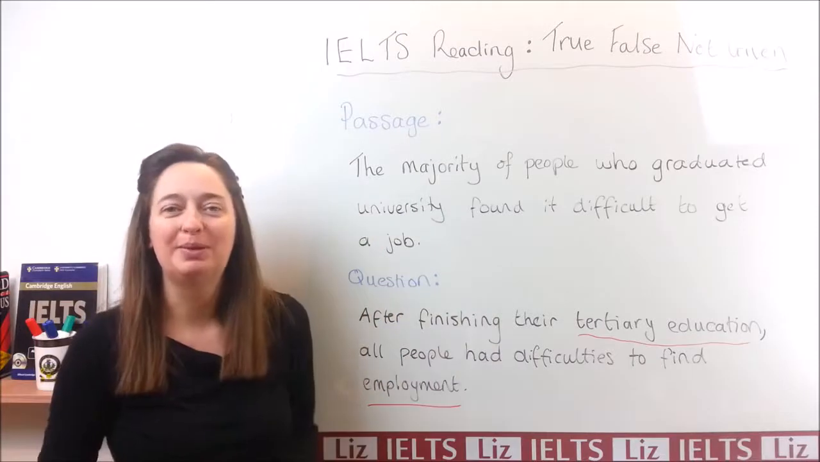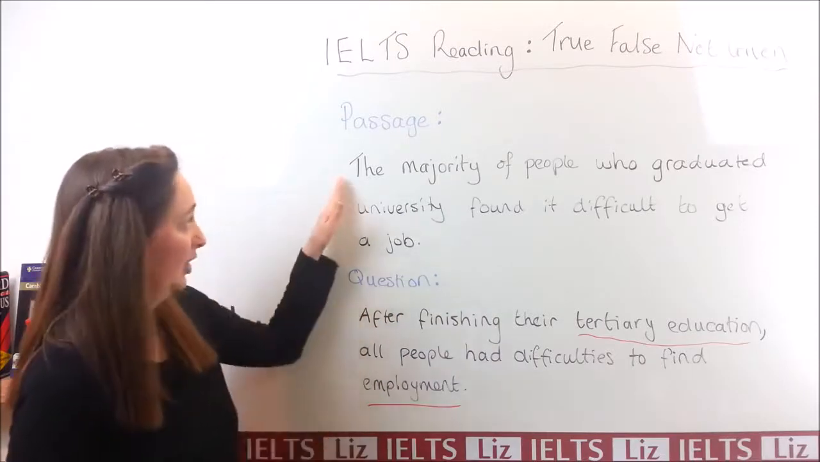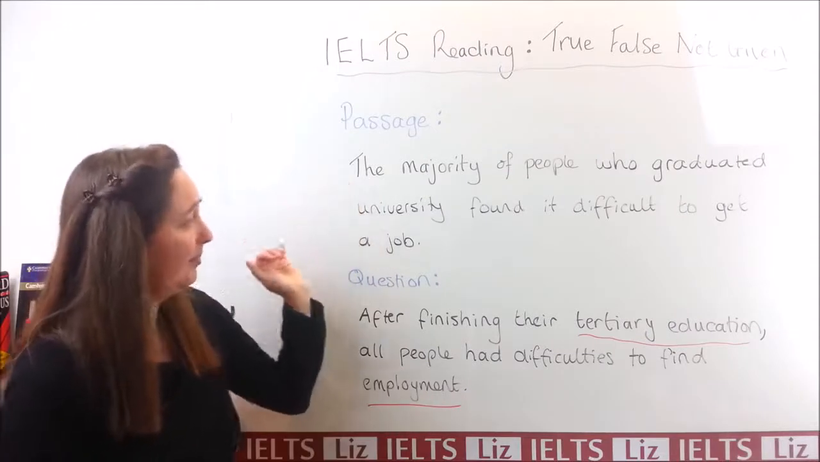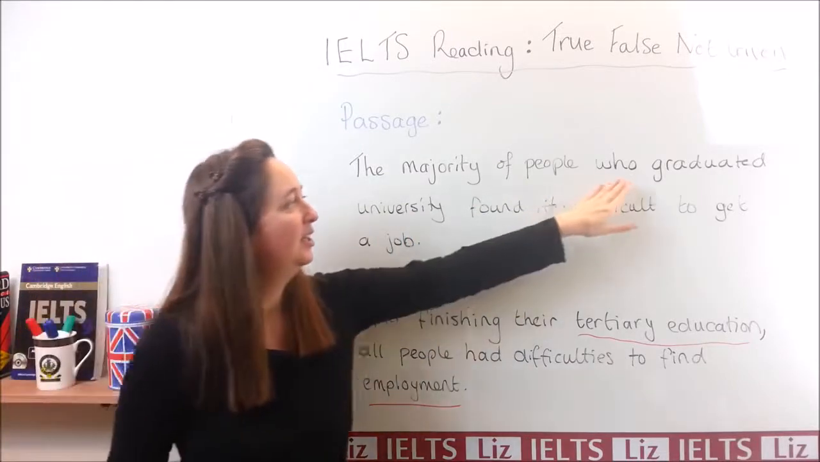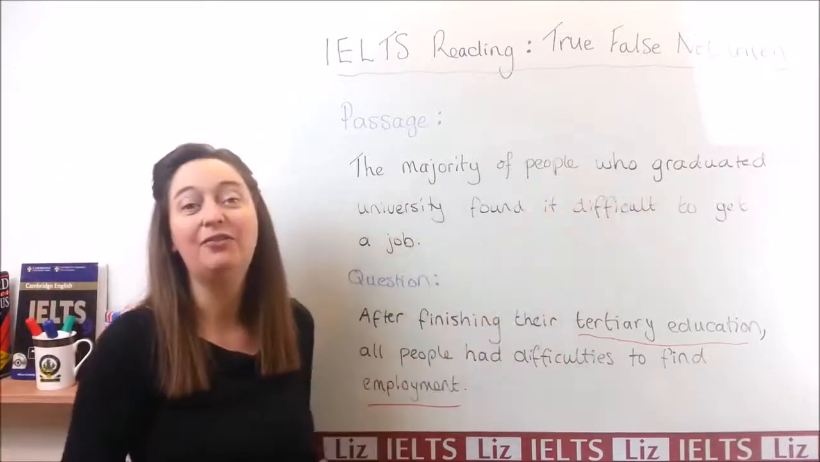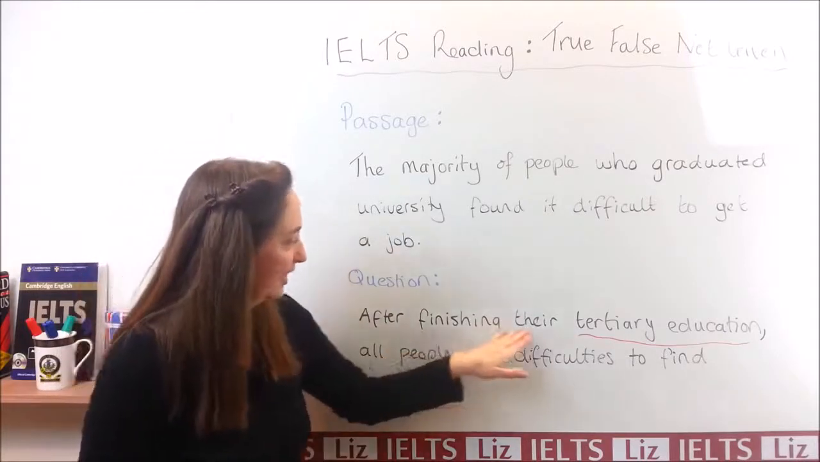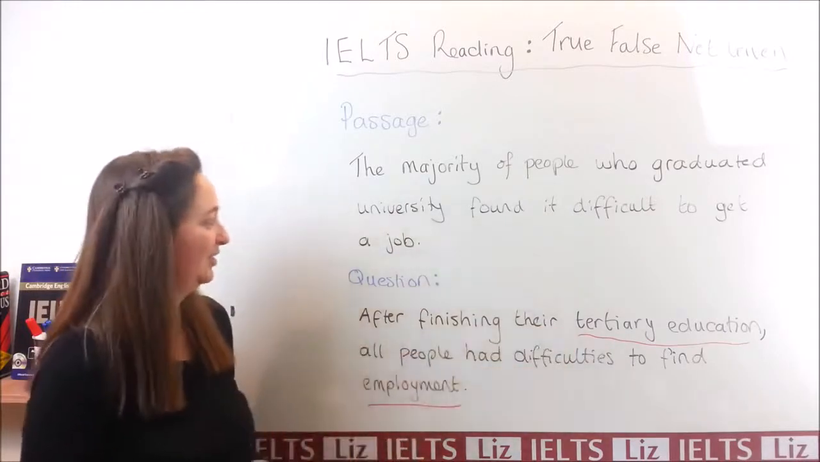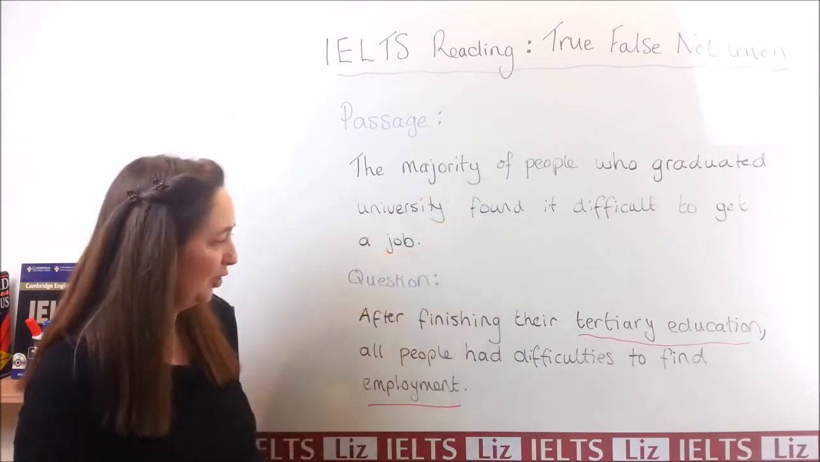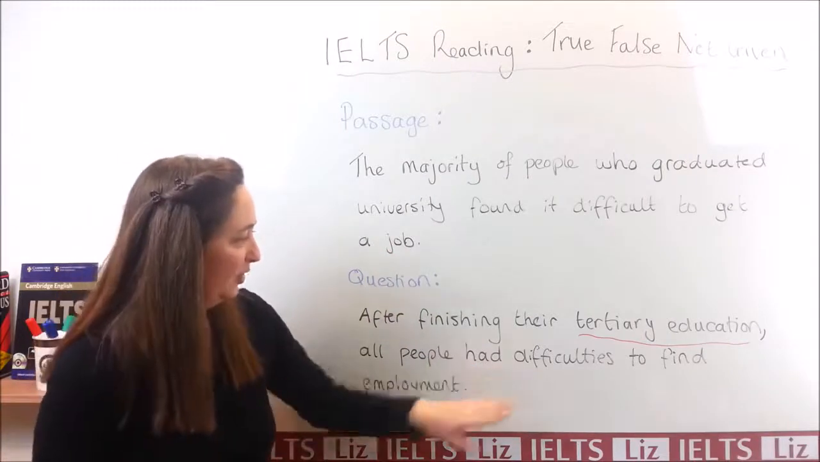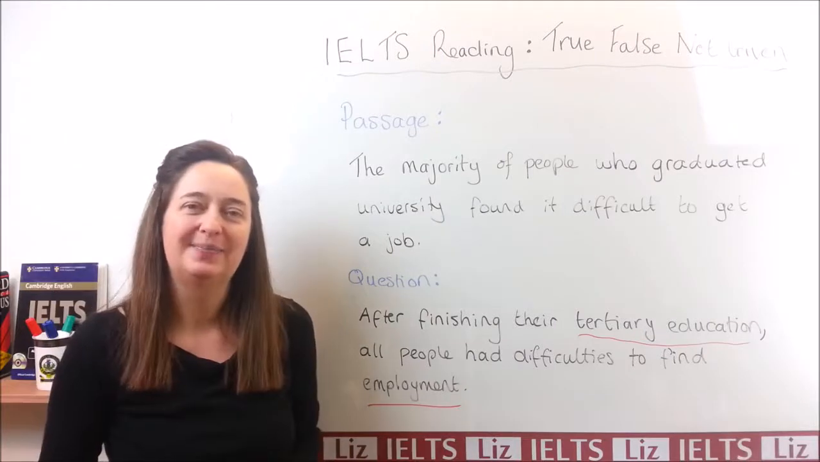And of course, employment means work or a job. So now we can take a look and we can see that it says here that the people who graduated university, graduated means that they have finished their university. And that's the same here, after finishing their university education. And it said the majority of people found it difficult to get a job. And say people had difficulties to find employment. So we have a lot of similarities.